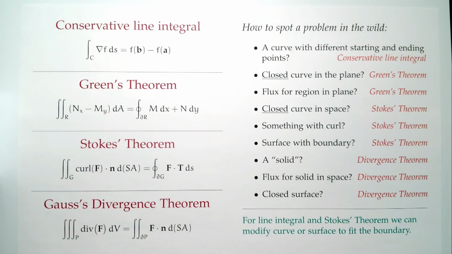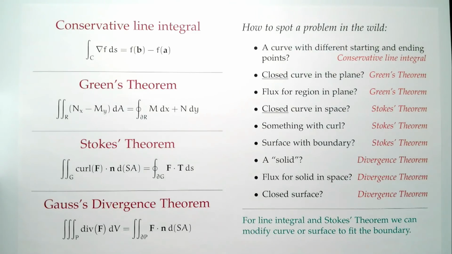And then finally we said, well, there's Gauss's divergence theorem, which says we can look at a triple integral over the whole space, or the whole solid, of the divergence, and that's equal to the integral f dot n on the surface of your solid.